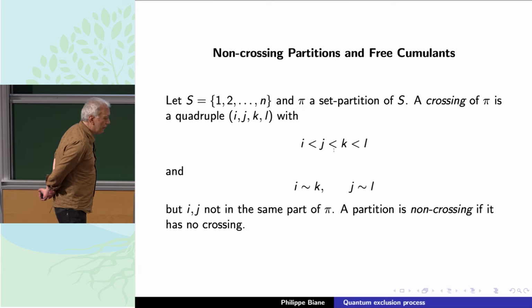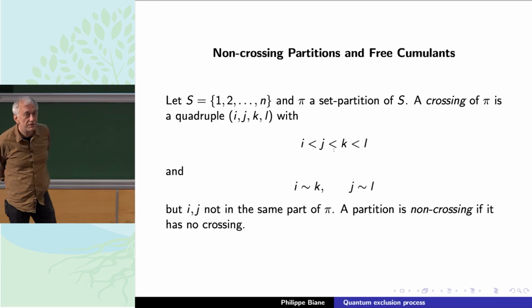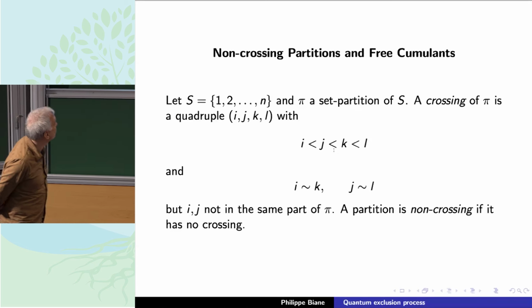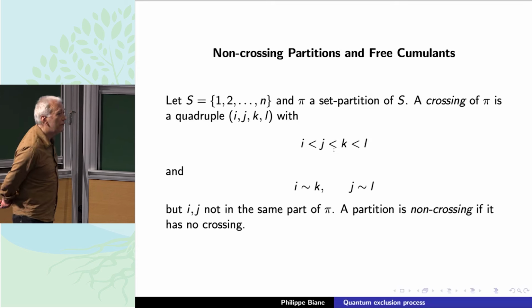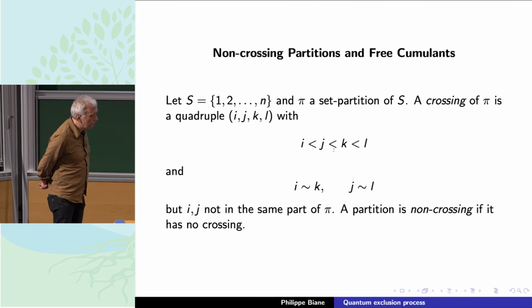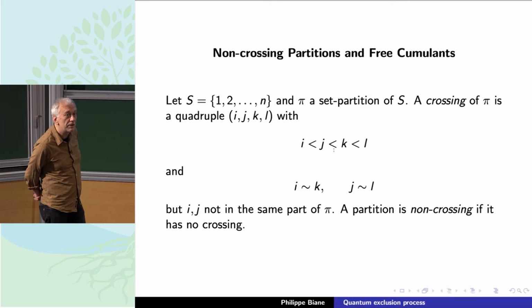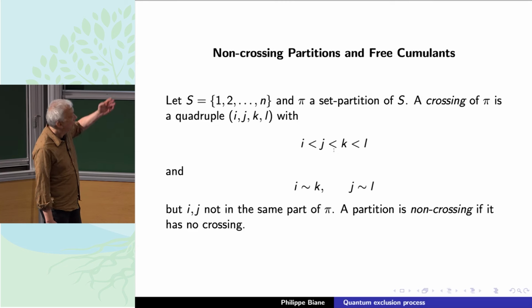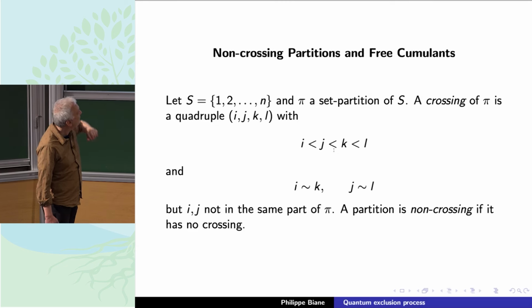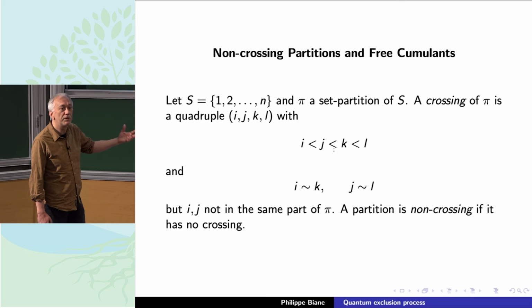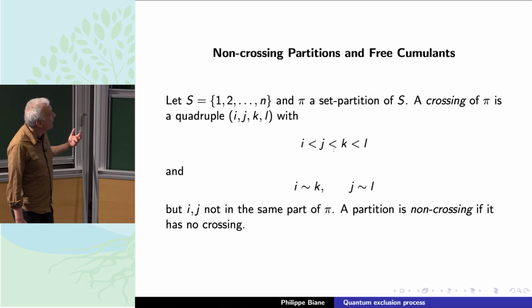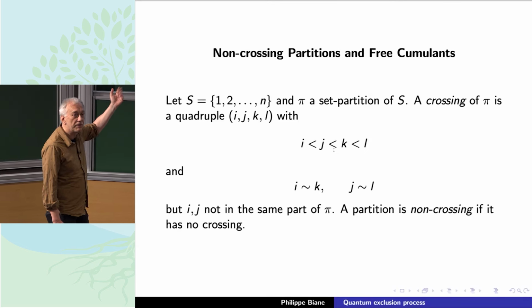Now I will come to free cumulants, which are probably less familiar to most. Free cumulants are built in a similar way, but instead of looking at the set of all partitions of the set 1 to n, I will look at a subset called the non-crossing partitions. So what is a crossing in a partition? Take four elements, a, j, k, l. These are set partitions. Assume that a and k belong to the same part, j and l belong to the same part, but they belong to two different parts. A partition is non-crossing if this configuration doesn't exist in the partition.